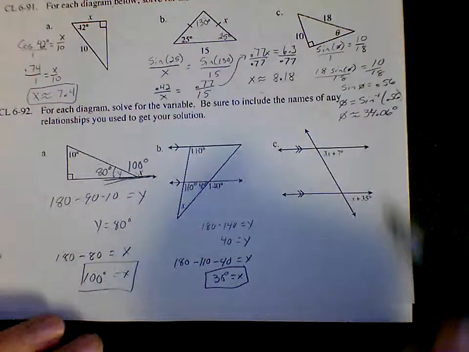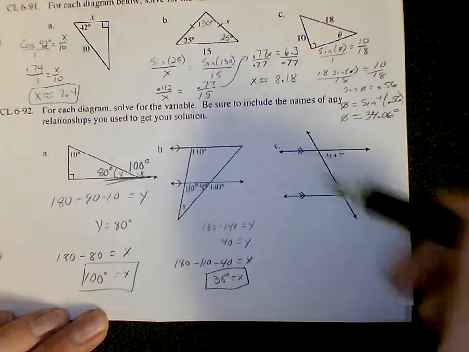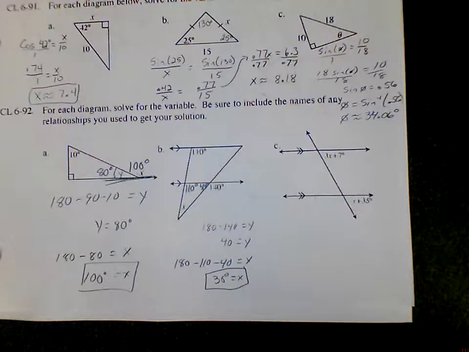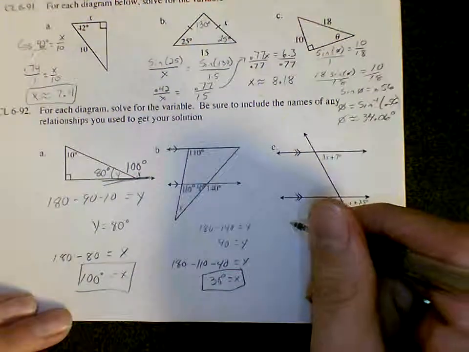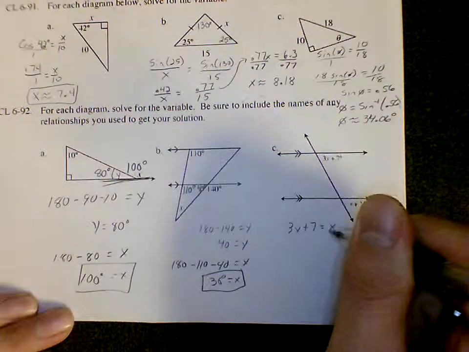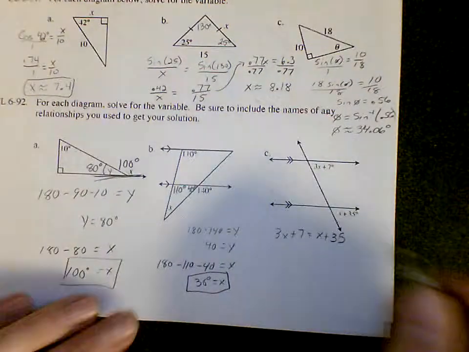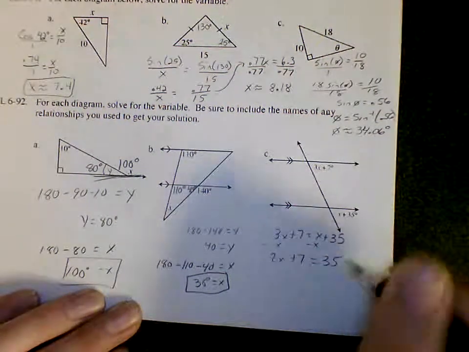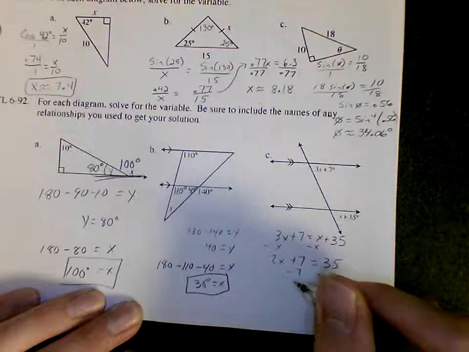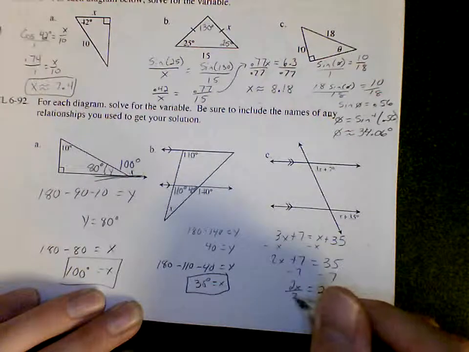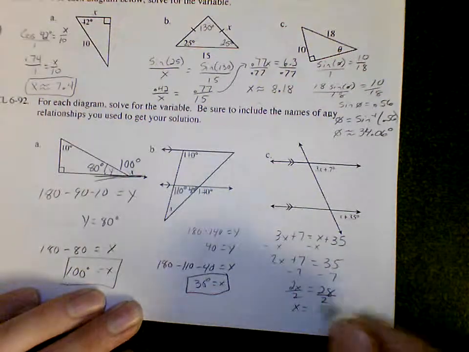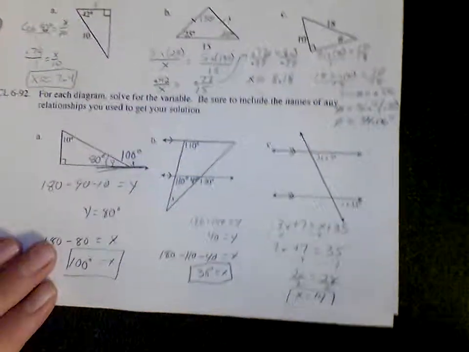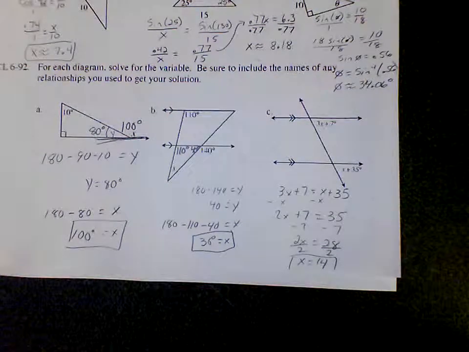And the last one. What's my relationship between these two since these two lines are parallel? They're in the same position. This is the bottom right. This is the bottom right. So corresponding angles are congruent. So we just set them equal to each other. 3x plus 7 is equal to x plus 35. And solve for x. So subtract an x on both sides. 2x plus 7 equals 35. Subtract 7. 2x equals 28. Divide by 2, x equals 14. So you have x equals 14 in that last problem.